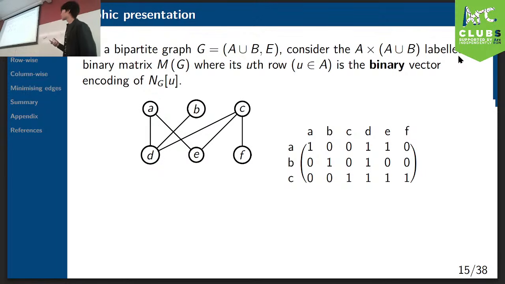Let me first explain that. The closed neighborhood of A is the neighbors of A plus A itself. So the closed neighborhood of A is A, D, and E. The vector encoding of that is the vector where you have ones at A, D, and E, and that's going to be row A. So we have row A here, where we have ones at A, D, and E, and zeros everywhere else. The rows of this matrix encode the closed neighborhoods of the graph. You can quite easily see how we can get from the graph to the matrix, and the matrix back to the graph.